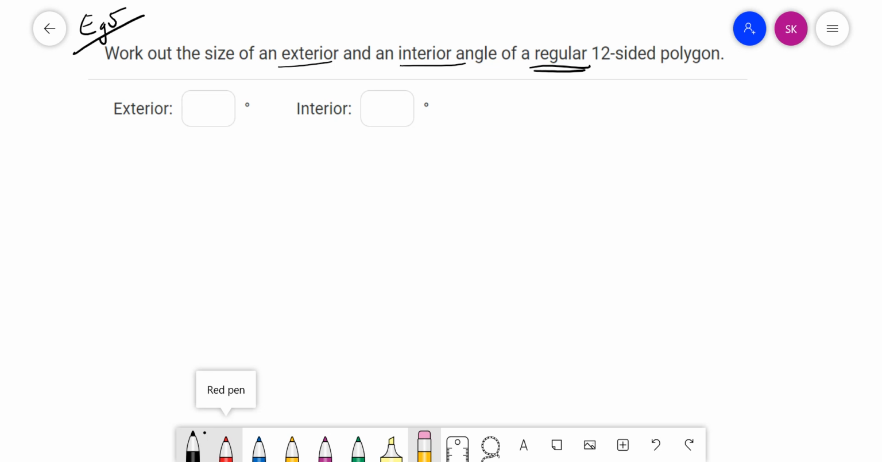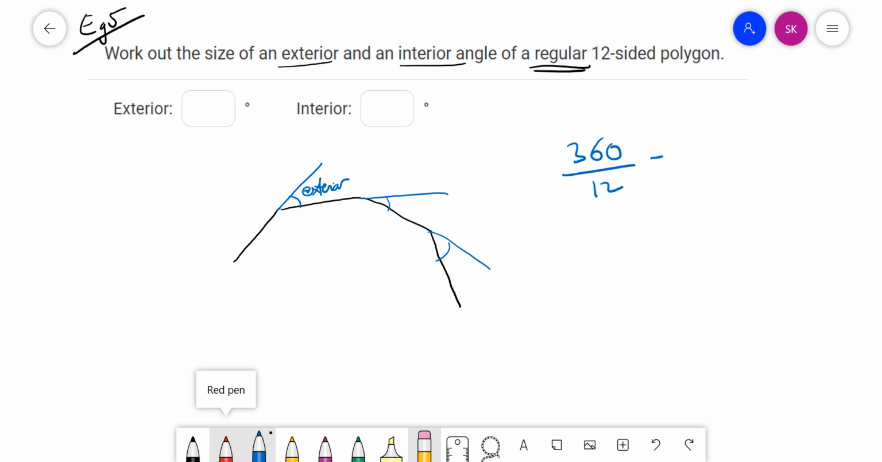So 12-sided polygon. I'm not going to draw it all out, but I'll draw a little bit. That means there are 12 of these angles that are the exterior angles. I've just drawn 3 right here. And so to find what one exterior angle is, I'm going to do 360 divided by 12, which gives me 30 degrees. So one exterior angle, 30 degrees.